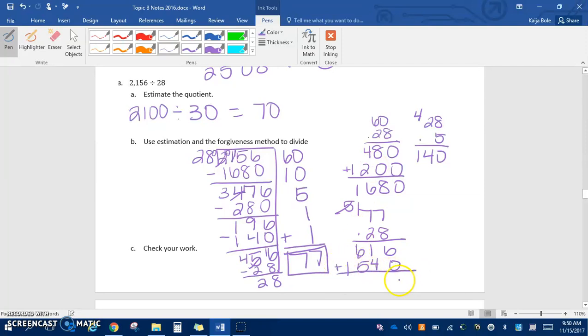So now when we add, we get 6, 5, this is 11, carry the 1. So we get 2,156, which is what we wanted. So check mark, smiley face, and we are good to go.